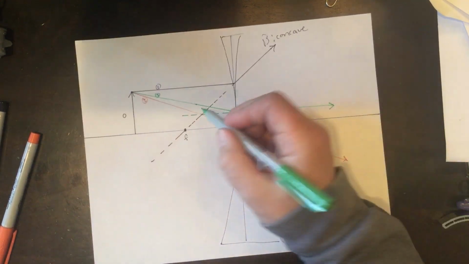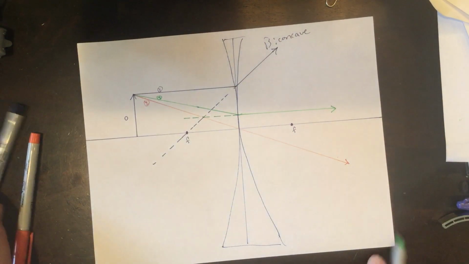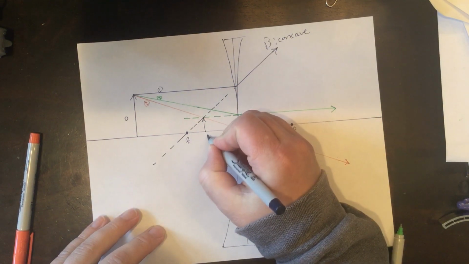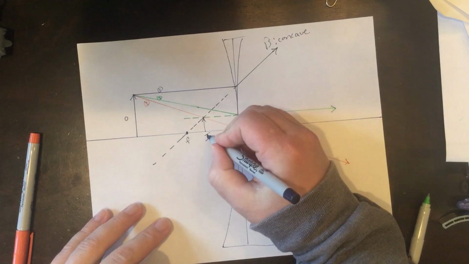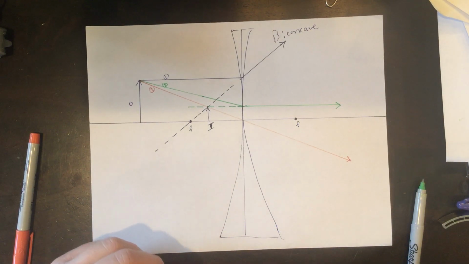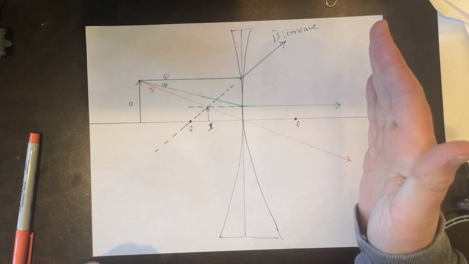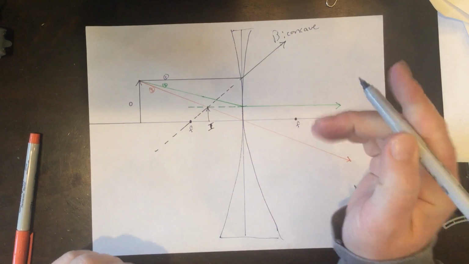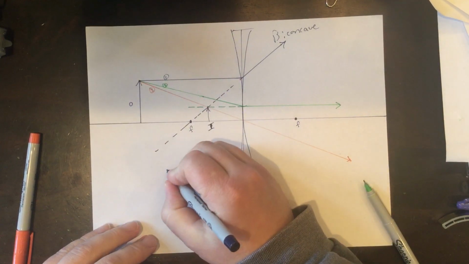Okay, you can see that they all come together right here. I'm not going to use a ruler. So that's our image. In the last one, I talked about putting a piece of paper over here and being able to see it on the piece of paper. This one you wouldn't be able to. Since you can't get it on the screen, it's called virtual.